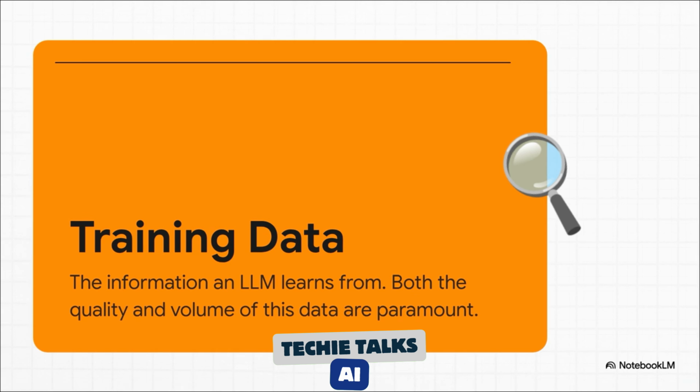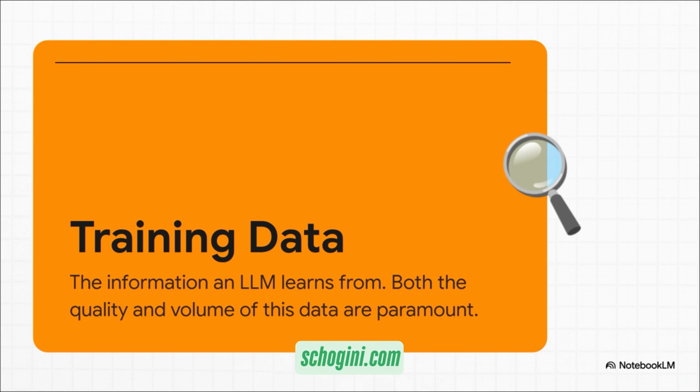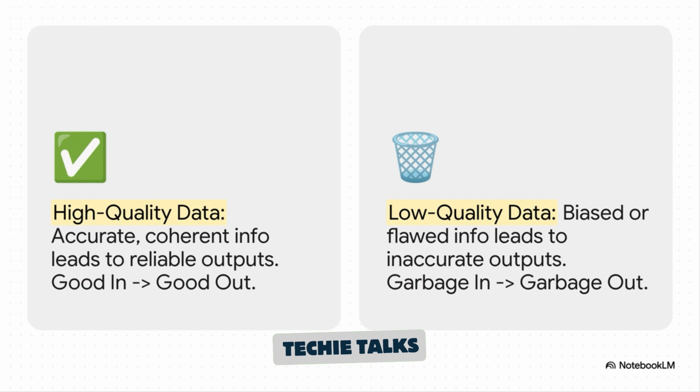This is its library. All the books, all the articles, the websites, the code, basically all the text it's ever going to read. And, just like with any student, both the quality of that reading material and the huge volume of it are absolutely essential. Which brings us to maybe the most important rule in AI: garbage in, garbage out. It's that simple. If you feed the model a high-quality diet of accurate, well-structured information, you're going to get reliable, intelligent outputs. But if its library is full of junk, bias, or just plain wrong information, well, you're going to get garbage back. The quality of its education really defines the quality of its thoughts.